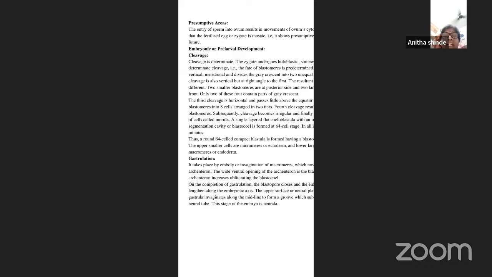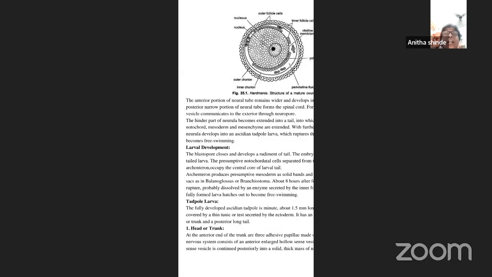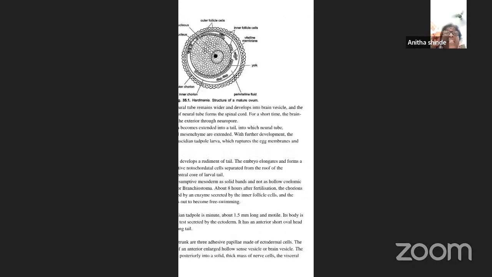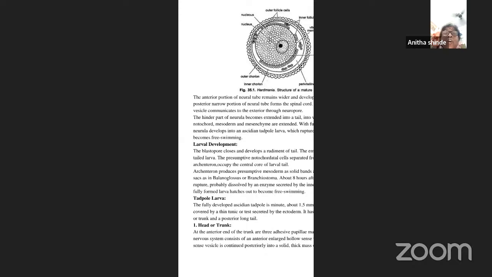And this stage, you call it nothing but the neurula. So that is how the gastrulation will take place. Now, next is, once the neural tube occurs, the anterior portion of the neural tube will remain wider and will develop into a brain vesicle, and the posterior narrow portion of the neural tube will form the spinal cord. So whenever you see the development of any organism, first the brain will develop.